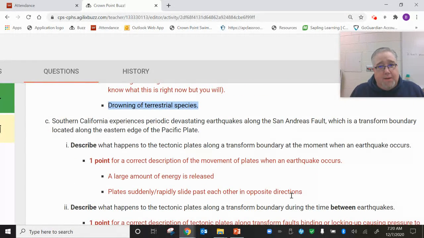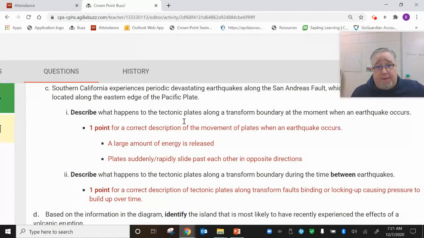All right, Southern California, this is question C. It experiences periodic devastating earthquakes along the San Andreas Fault, which is a transform boundary located along the eastern edge of the Pacific Plate. Describe what happens to plates along a transform boundary at the moment an earthquake occurs.